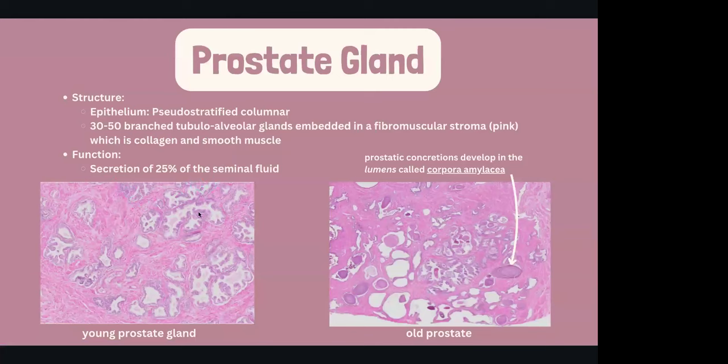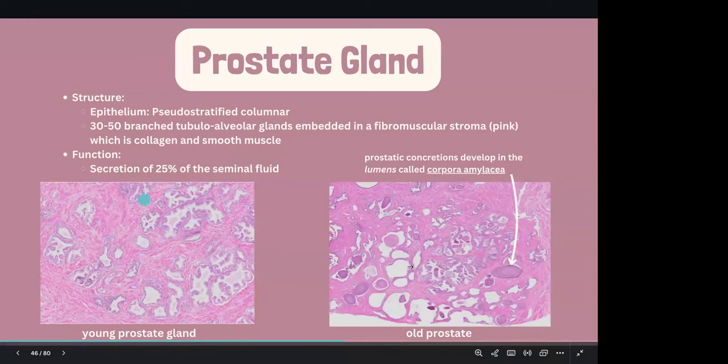It has just the epithelium, the tubuloalveolar glands, and the fibromuscular stroma. In an old prostate, you would see all of that plus prostate stones, or corpora amylacea, which develop in the lumen of the tubuloalveolar glands embedded in the fibromuscular stroma. And this concept was tested in our exam, so make sure you remember this.